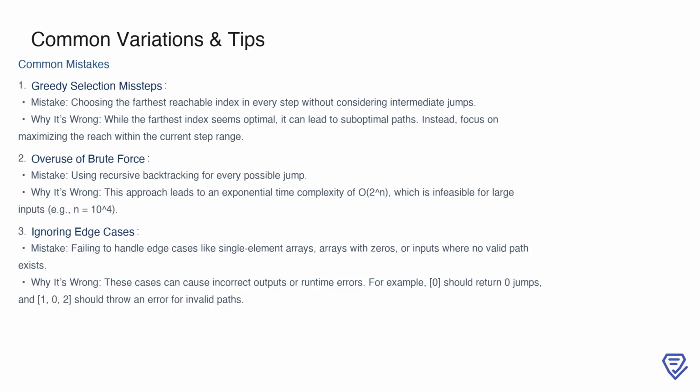Lastly, it's important to account for edge cases. For example, a single element array like [0] should immediately return 0 jumps, while an array like [1, 0, 2] should correctly indicate that no valid path exists. Ignoring these scenarios can lead to runtime errors or incorrect results, so always test against edge cases during development.